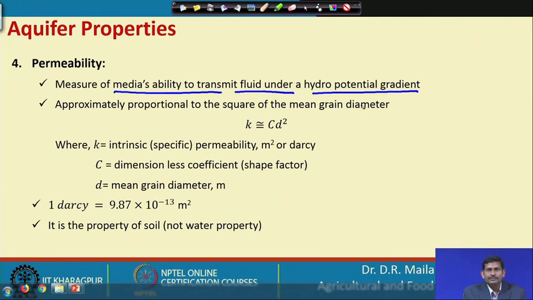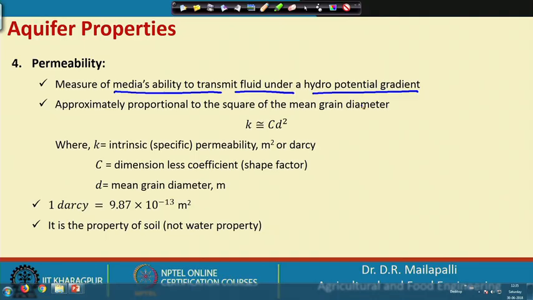So, if you have some gradient of flow, the fluid will flow from one place to another. That is due to the property of the material. That is called the permeability.